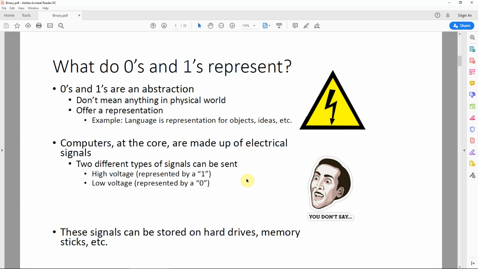Okay, and we represent a high voltage as a 1 and a low voltage as a 0. So why I said this wasn't exactly true is because we can store these high and low voltages in different formats, like on a hard drive, an old spinning drive. You might store the zeros and ones as magnetic spins or something like that. But we can store the zeros and ones on memory sticks, on hard drives, SSD drives, all kinds of things.